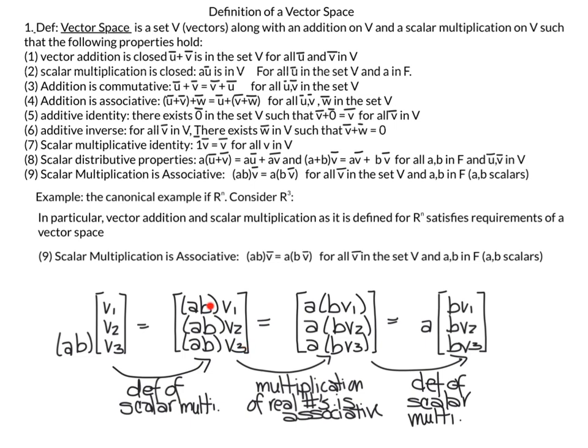Now, because the a, b, and the v1, v2, v3 are all real numbers, and multiplication of real numbers is associative, I can move the parentheses so that I have a times bv1, a times bv2, and a times bv3. Finally, using the definition of scalar multiplication, I can factor out my scalar a, and then I have my vector (bv1, bv2, bv3). So this is just my bv vector times my scalar a.